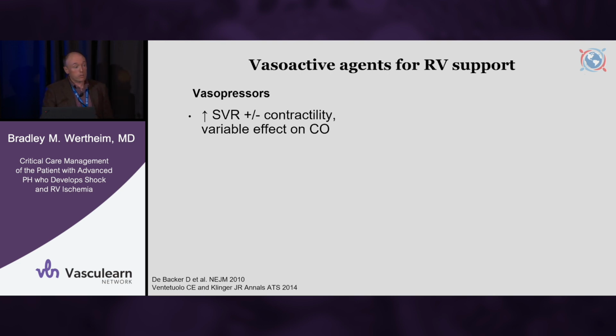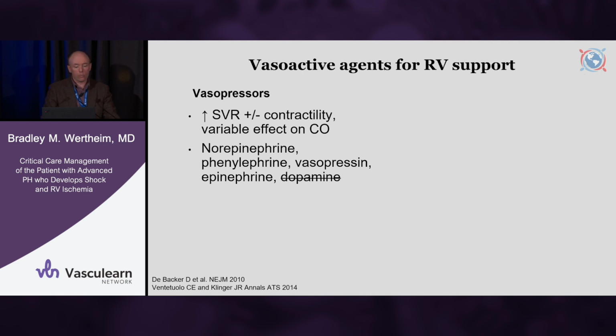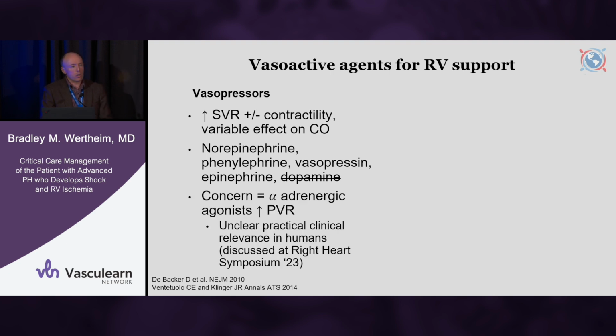So we know that our pressors increase systemic vascular resistance. They have some effect on contractility depending on the agent, and a variable effect on cardiac output. We know what they are. For the purposes of this conversation, we're thinking about norepinephrine, phenylephrine, vasopressin, epi, and dopamine theoretically, but I think most practice patterns have moved away from the use of that, especially in pulmonary hypertension patient populations. And one concern that comes up is alpha adrenergic agonists and their effect on pulmonary vascular resistance.